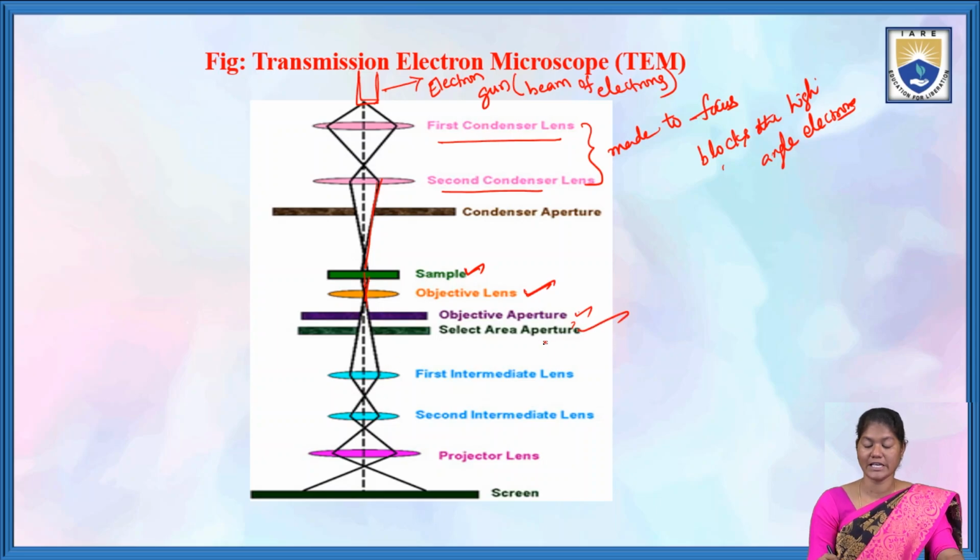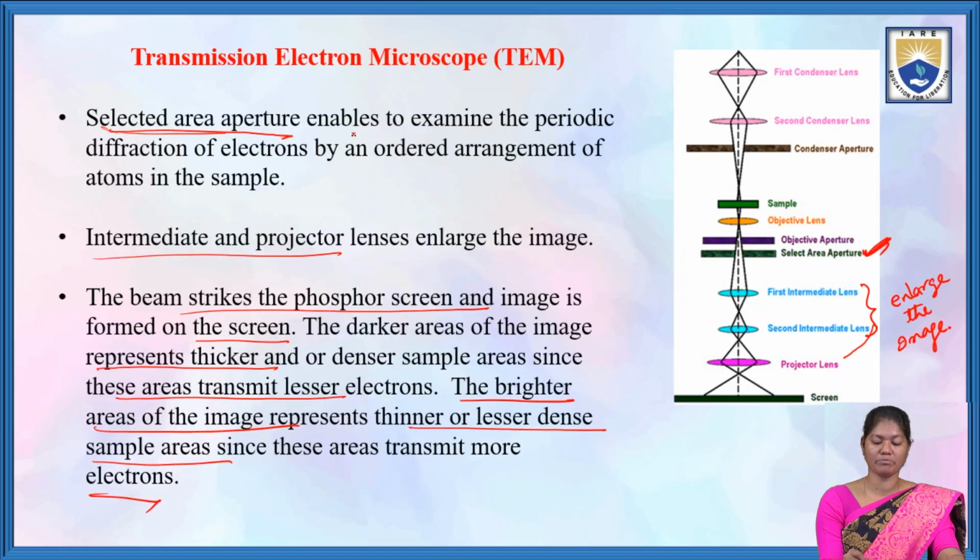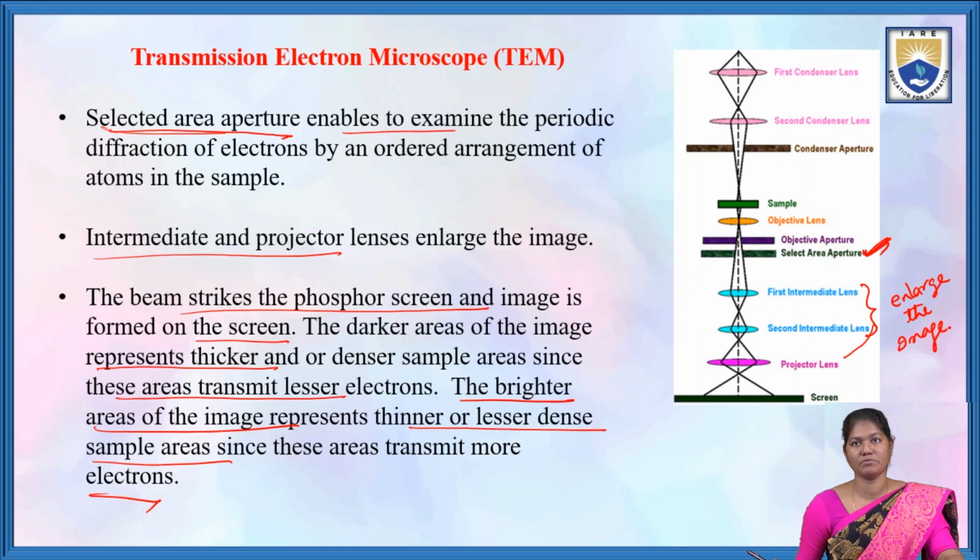Then we have a selected area aperture. This selected area aperture is used to know about the particular ordered crystal area that we need to examine. The periodic diffraction of electrons by an ordered arrangement can be examined by using this selected area aperture.